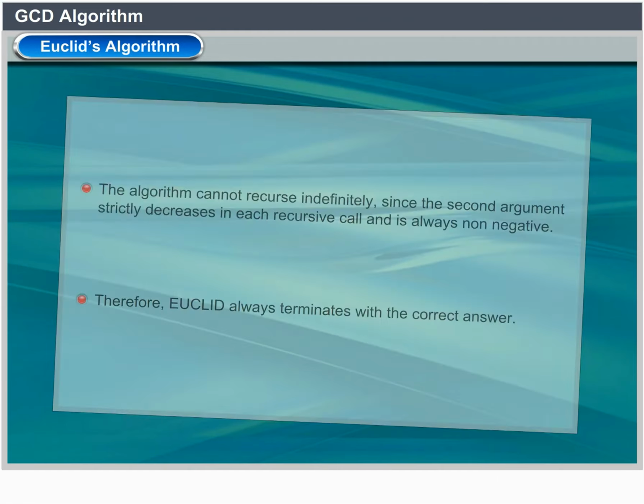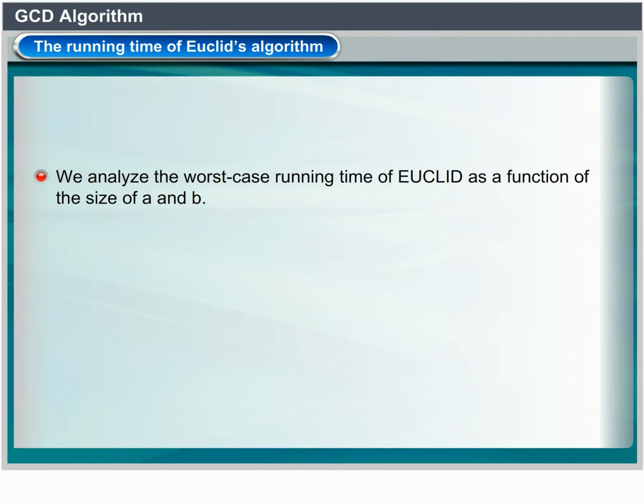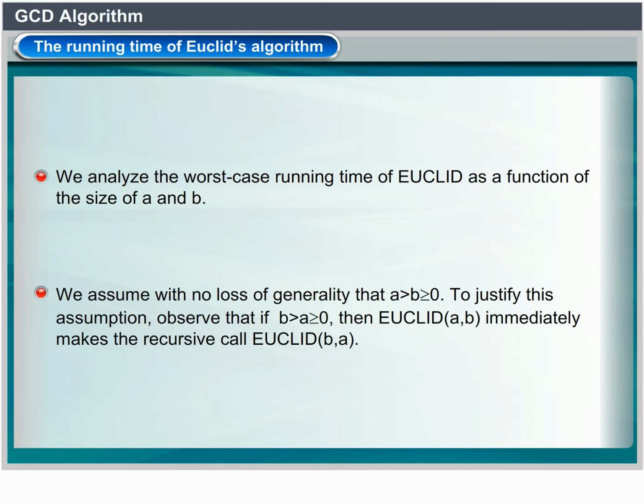The running time of Euclid's algorithm. We analyze the worst-case running time of Euclid as a function of the size of a and b. We assume with no loss of generality that a is greater than b, which is greater than or equal to 0. To justify this assumption, observe that if b is greater than a, which is greater than or equal to 0, then Euclid(a, b) immediately makes the recursive call Euclid(b, a).